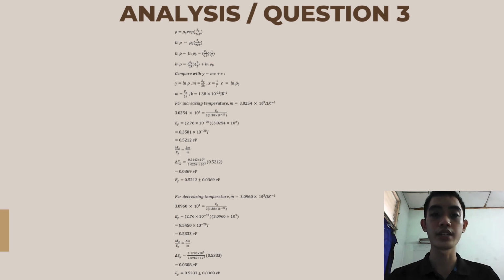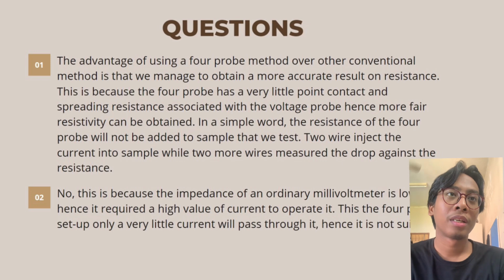By doing some calculation, we will get the value of Eg. We also can find the uncertainty of Eg, delta Eg, by using the equation delta Eg over Eg equals delta M over M. The values of the energy band gap for increasing and decreasing temperature are 0.5212 plus minus 0.0369 electron volt and 0.5333 plus minus 0.0308 electron volt respectively. Thank you, Tang Hoyin.